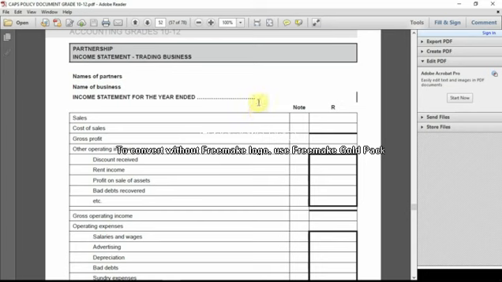There is only one major difference, and that is the equity section of the balance sheet, which now, other than just capital, also includes the current accounts of the partners. So whereas a sole trader only has a capital account for equity, a partnership has the capital accounts of the partners as well as the current accounts of the partners.